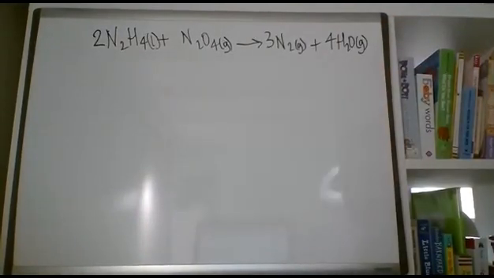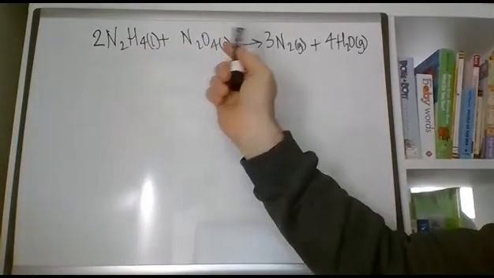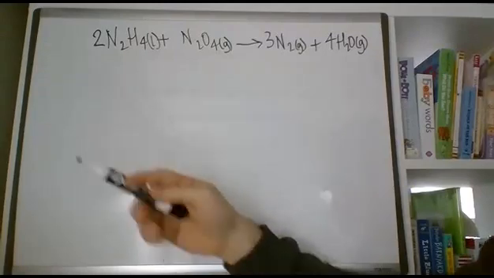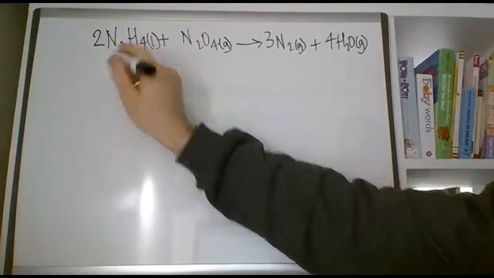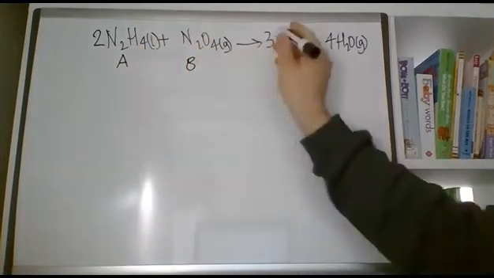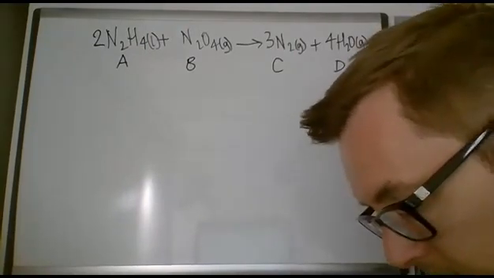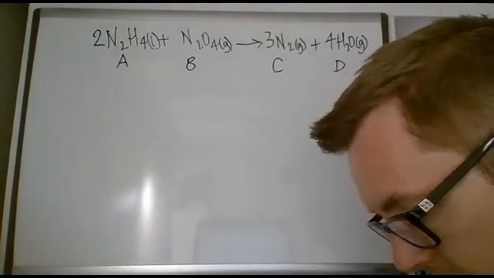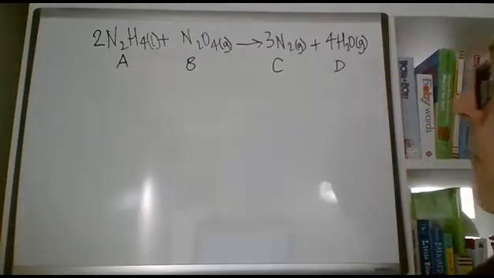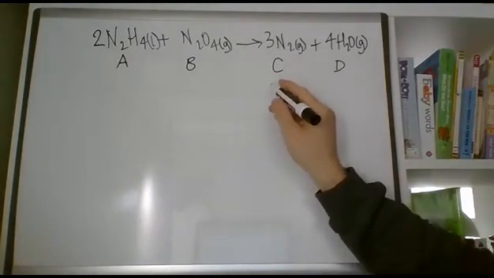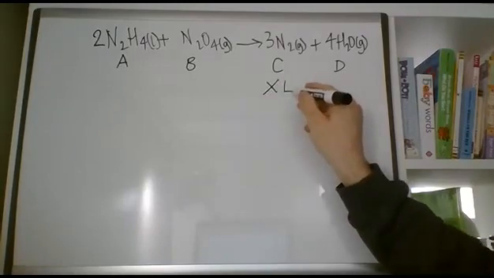Okay, so what I suggest that you do in an exam, for example, would be to label the chemicals with a letter so you don't have to write them over and over again. So I'm going to call this chemical A, this chemical B, this chemical C, and this chemical D. The question gives us some information. It asks us to calculate the volume of nitrogen. So we don't know how many liters of nitrogen.